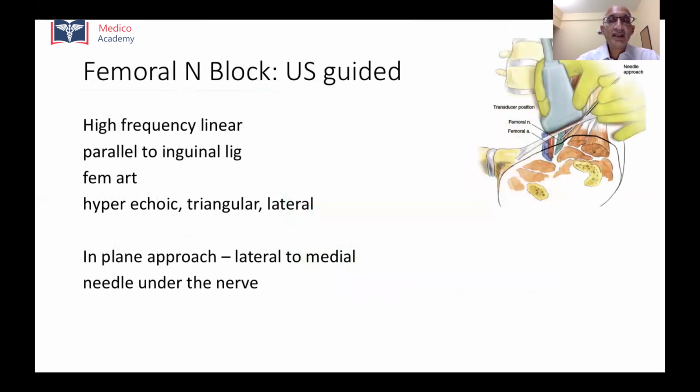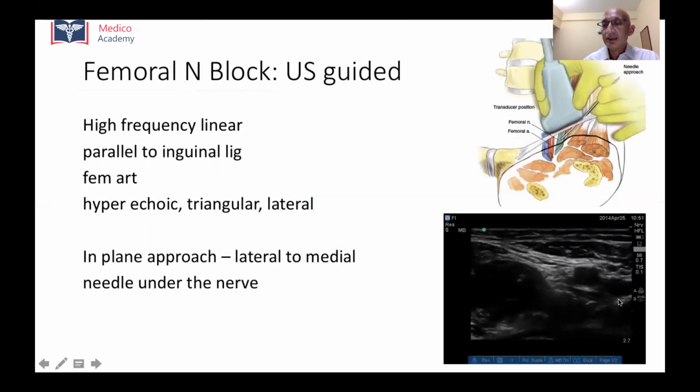With the help of ultrasound, it can be done using a high-frequency linear probe, which is kept parallel to the inguinal ligament, looking for the vessels, femoral vessels, and the nerve is hyperechoic, triangular, just lateral to the femoral vessels. Needle is inserted in plane, laterally to medially, and the ideal position of the needle tip is under the nerve.